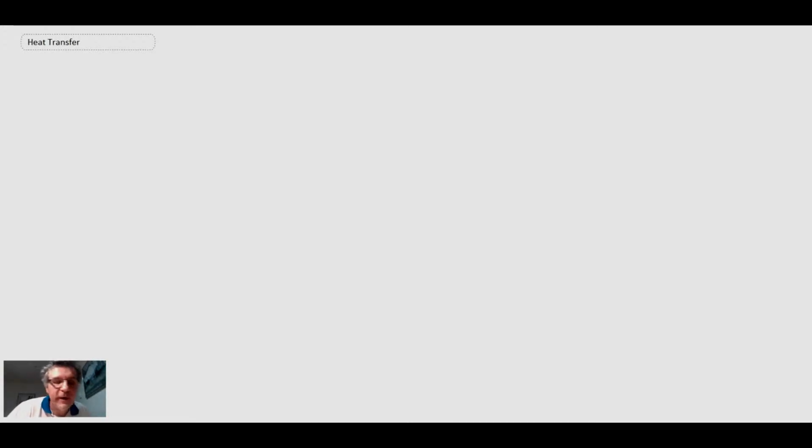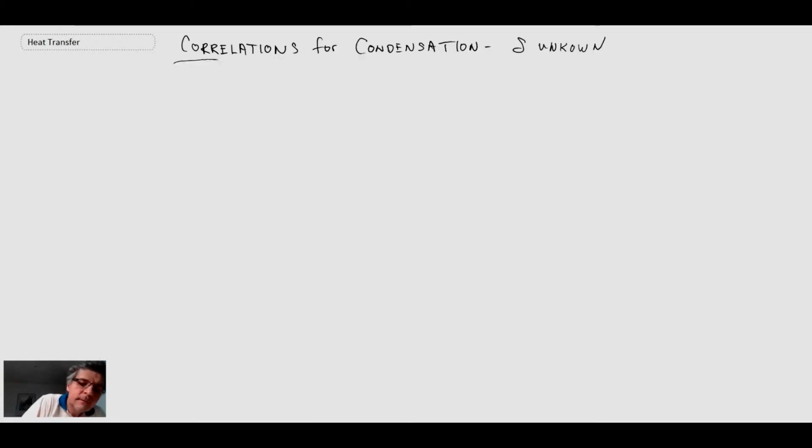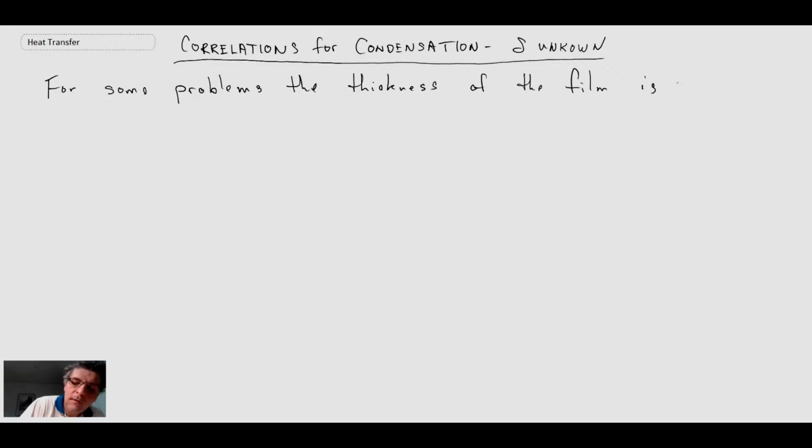We're now going to conclude this lecture by looking at correlations where the film thickness is unknown. If you recall from the previous segment, we were looking at correlations for either a vertical plate or a vertical cylinder where the radius is much larger than the film thickness, and we needed to know the film thickness in order to compute the Reynolds numbers. So here we're going to come up with alternative correlations that enable us to handle problems where we may not know delta.